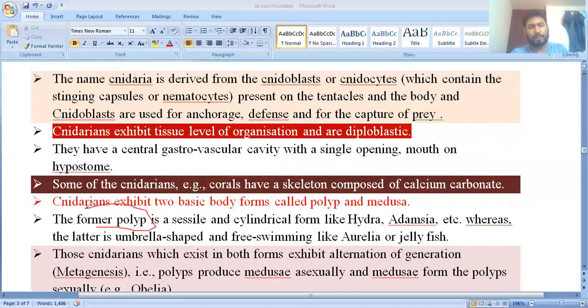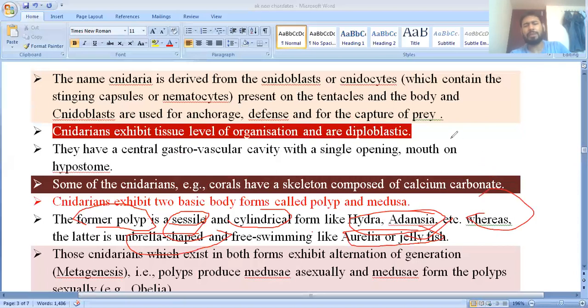The former, the polyp, is sessile, which means sedentary. Sedentary means attached to the substratum. So sometimes the polyp is attached to the substratum in a cylindrical form, and it is found in Hydra and Adamsia. So in Hydra and Adamsia, the polyp is sessile. In the case of Aurelia aurita, the medusa is umbrella shaped and free swimming. Clear? So this is the umbrella shaped, free swimming form, found in Aurelia aurita, or jellyfish.